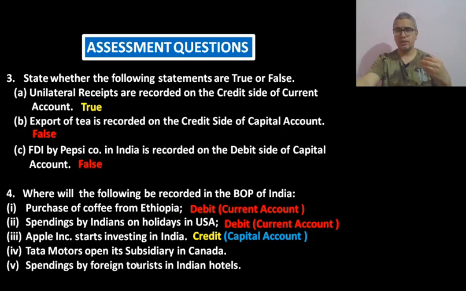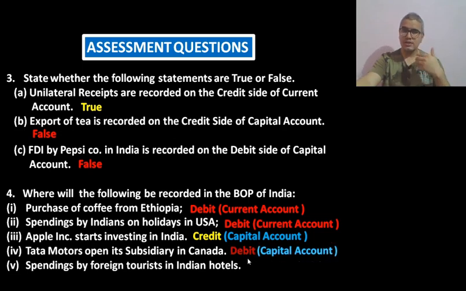Tata Motors opens its subsidiary in Canada. Tata Motors is an Indian company. It is opening its branch in Canada. Canada is a foreign country, so money is going out of India. Obviously, it will be recorded on the debit side. And since Tata Motors is investing outside, it will be included as investment abroad, and investment abroad is a part of capital account. So it will be recorded on the debit side of capital account.